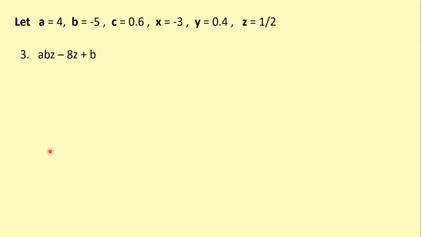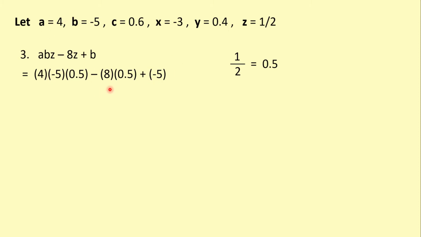And for number 3, ganun lang ulit, substitute lang natin. A is 4, B is negative 5, Z is 1/2. Okay, yung 1/2 is, convert namin sa decimal, magiging 0.5 siya. Okay, check nyo na lang sa calculator. Then, negative 8Z, Z natin is 1/2, again, 0.5 siya, plus B, B is negative 5. So, yun lang, sinubstitute lang natin mga values again.